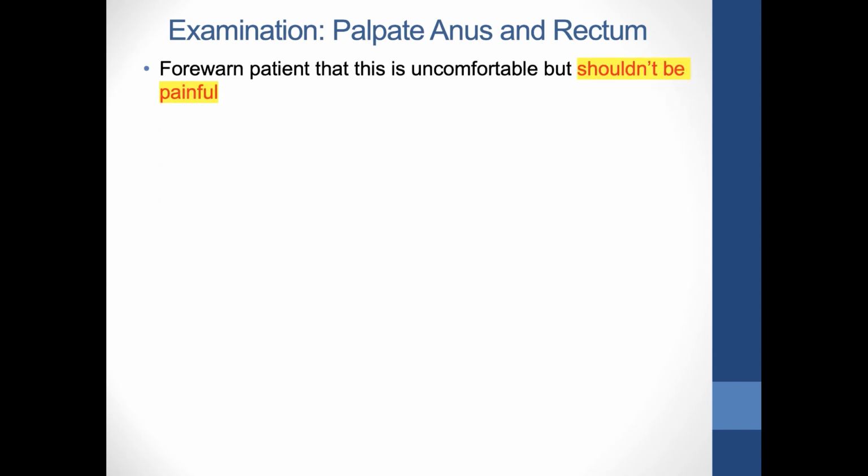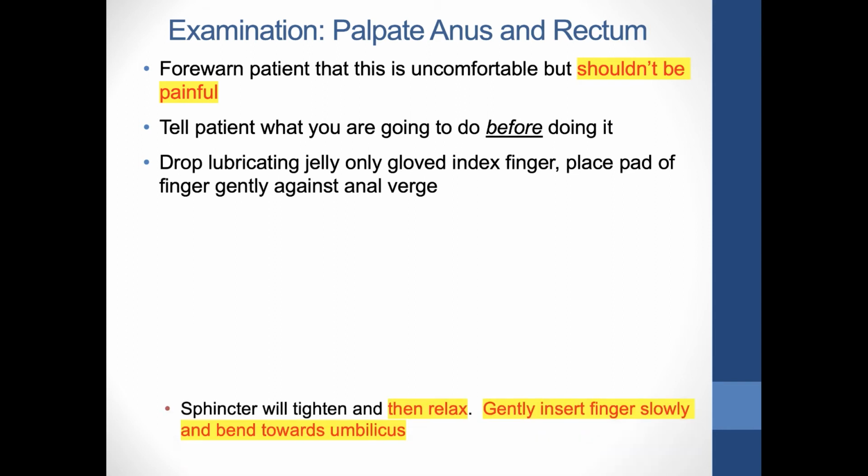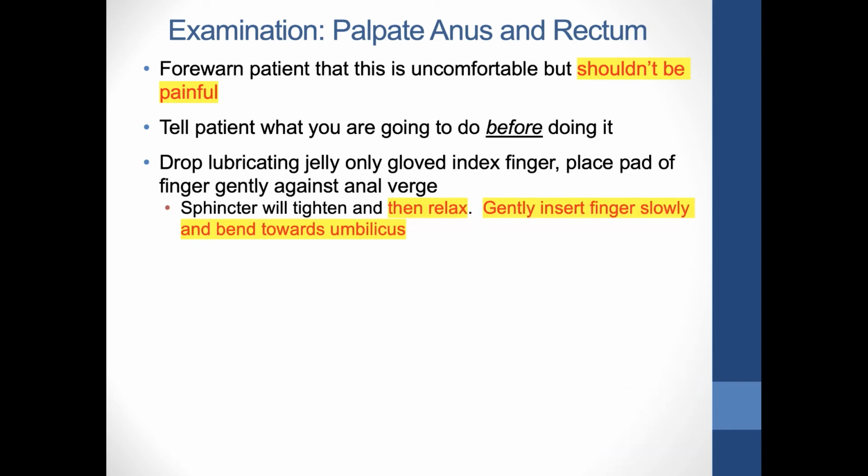When we do our palpation, we're going to forewarn the patient that this is uncomfortable, but should not be painful. Tell the patient what we're doing before we do it. Let them know I'm going to touch you before you actually touch them, because they may jump if it's unexpected. We're going to use a lot of lubricating jelly on our gloved finger and place the pad of our finger gently against the anal verge. The sphincter is going to tighten and then it will relax, and we're going to gently insert the finger slowly and bend towards the umbilicus.